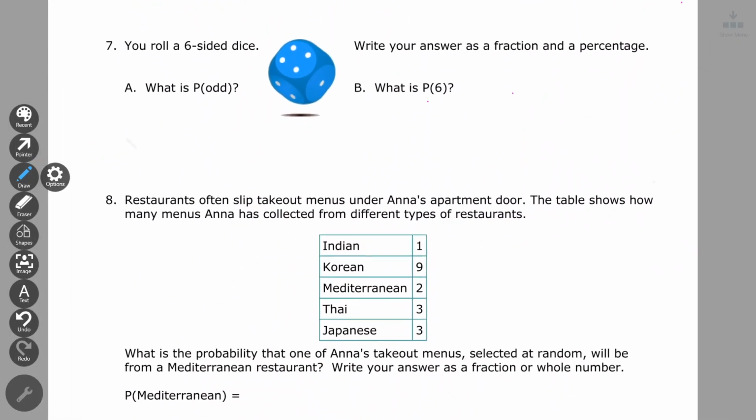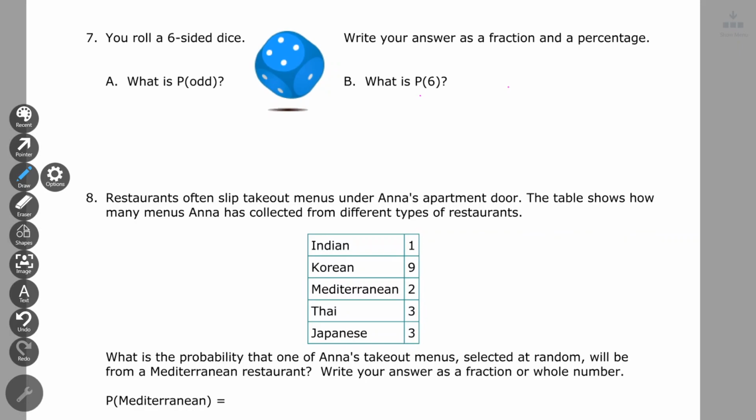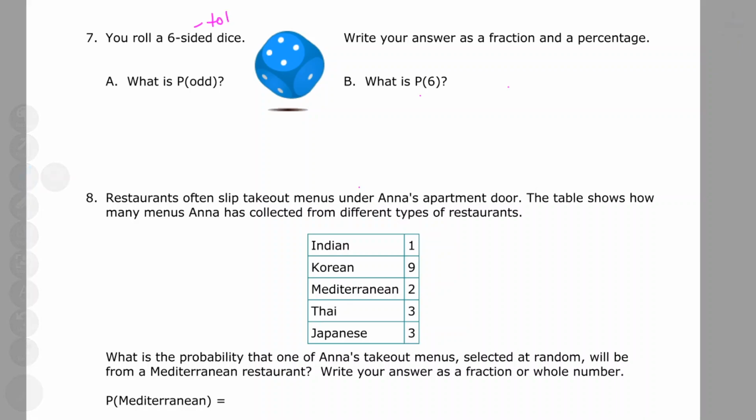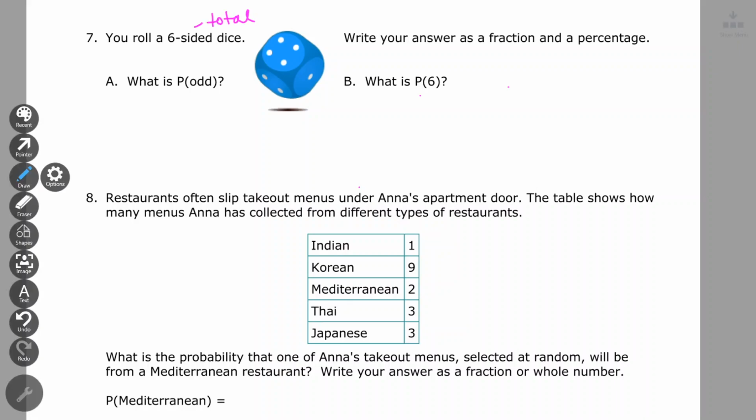Number 7, you roll a 6-sided dice. Write your answer as a fraction and as a percent. So now they want you to do both. All right, so there are 6 sides total. This is the total number of sides. That's important. That's going to be your denominator. All right, so what is the probability that you will roll an odd number?